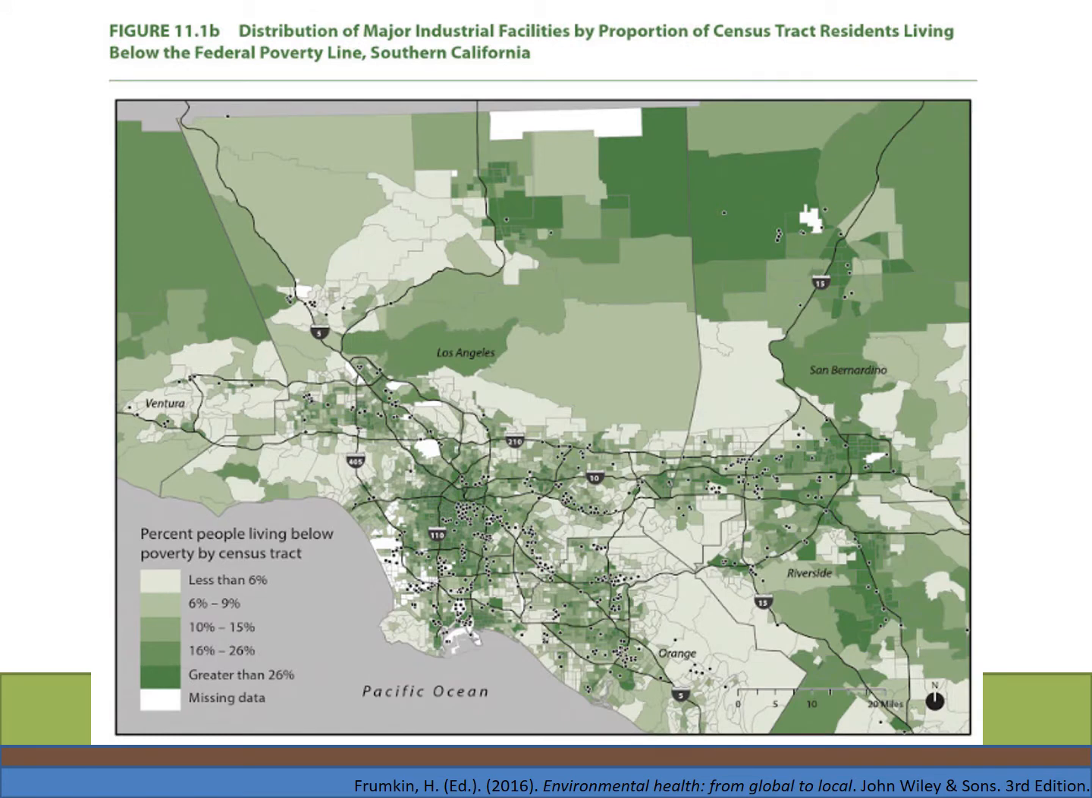The other thing that you might see, this is again a similar region, also from Frumkin. This is the same map, same dots of industrial facilities, but now placed based on the percent of people living below the poverty line. And again, you'll see with darker shades of green, those are individuals who have higher rates of poverty, so more individuals living below the poverty line.